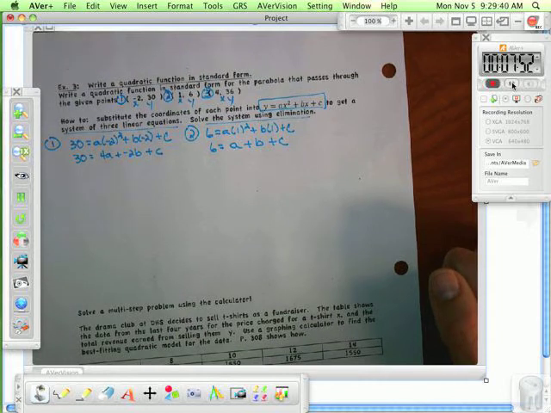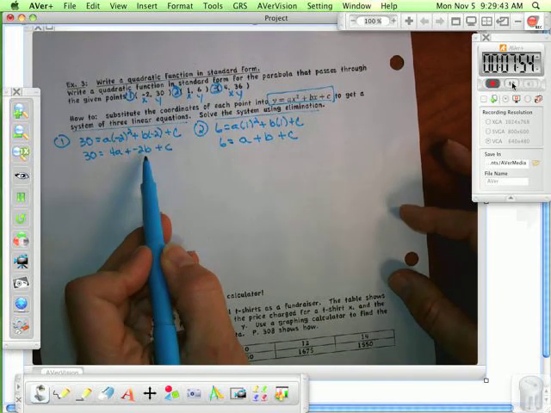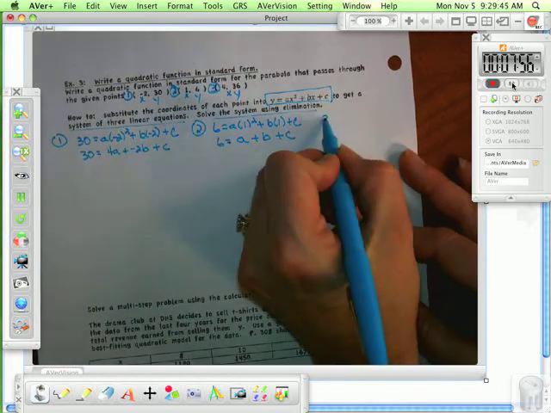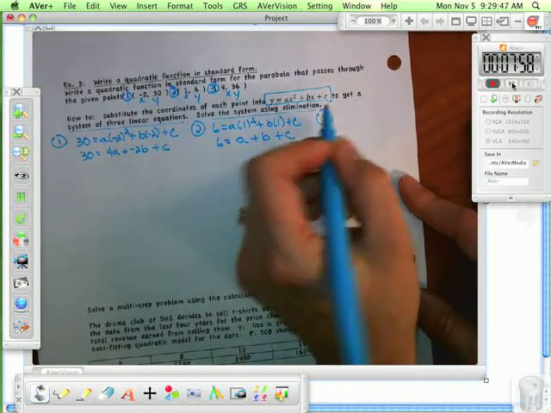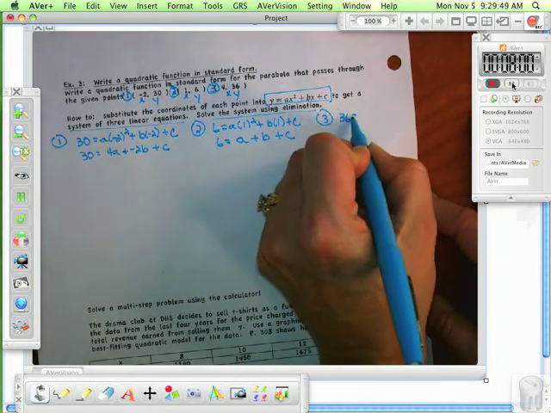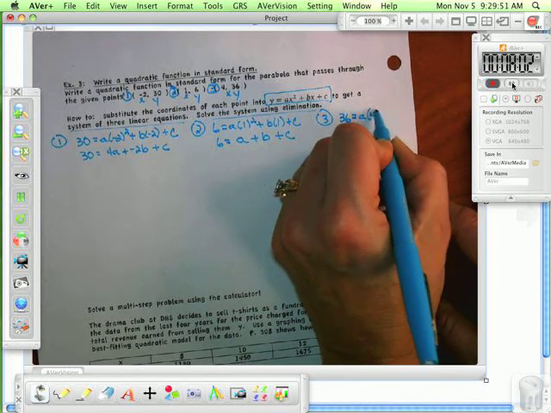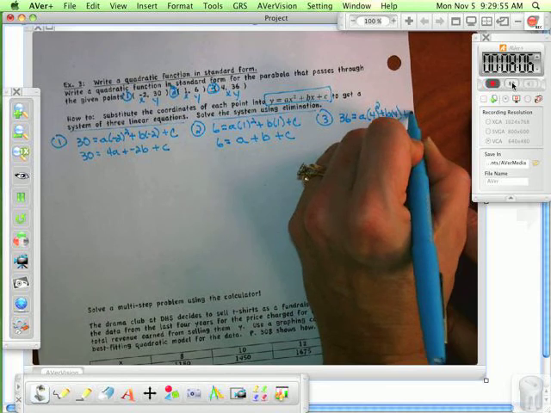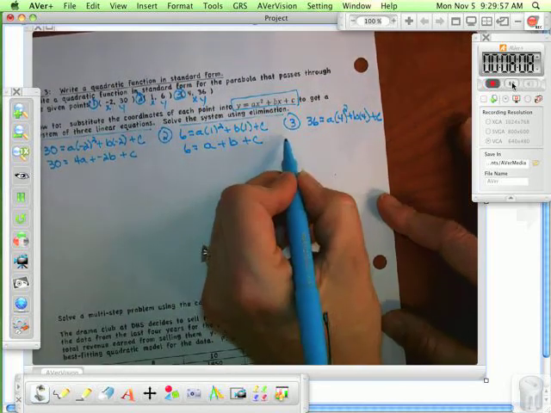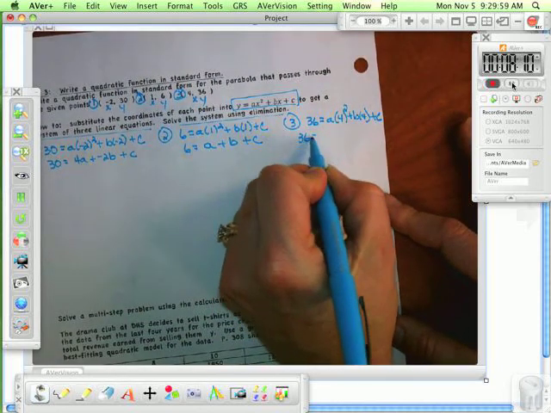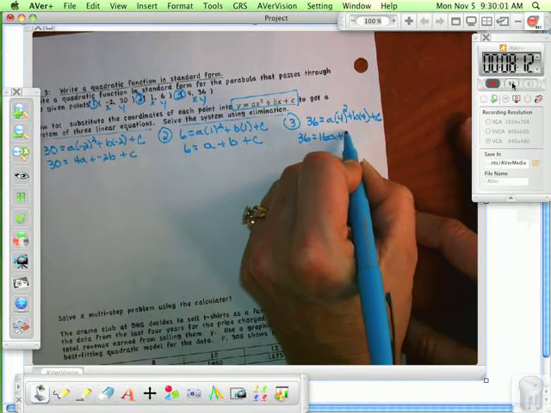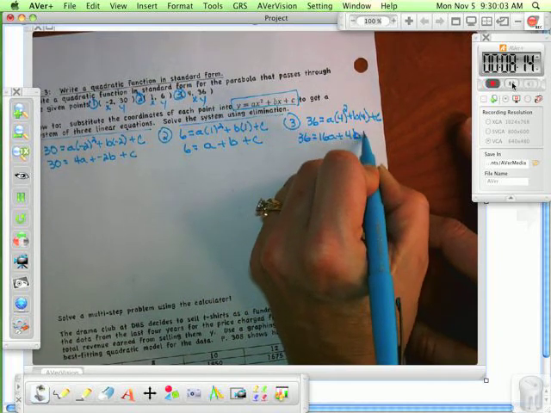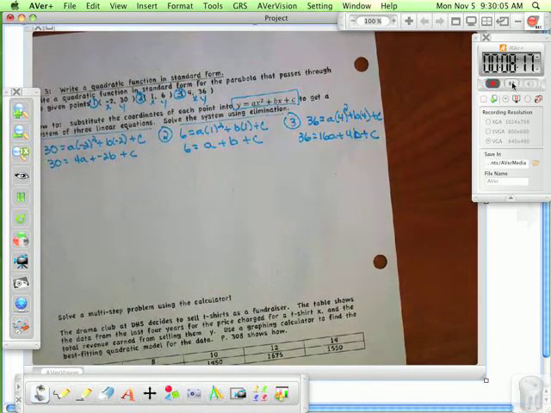Okay, and then the third point, if I plug in the x and y, it looks like this. 36 equals a times 4 squared plus b times 4 plus c. It's kind of a tight squeeze. 36 equals 16a plus 4b plus c. Okay. Now, what's the next direction?